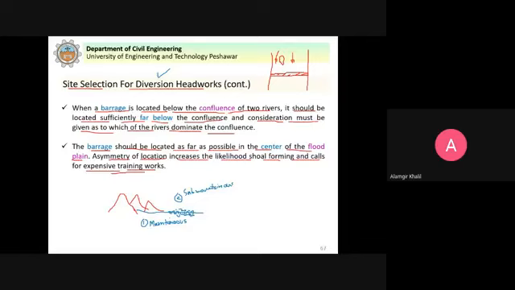So here it can be that at this stage we can construct diversion headwork. Then after this we have the plains. So the third stage of the river where we have the plains. Again, here the diversion headworks can be constructed. And the fourth is that we have deltaic region where it joins the sea.